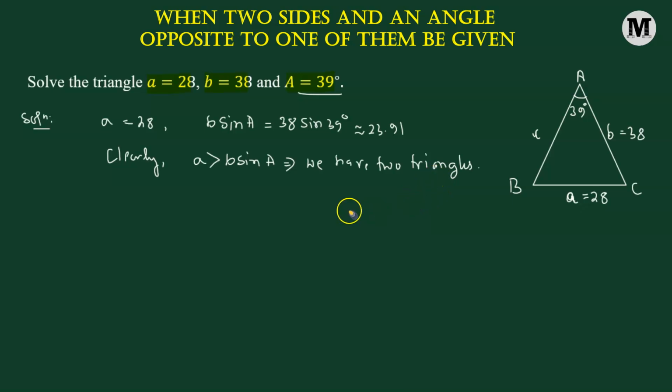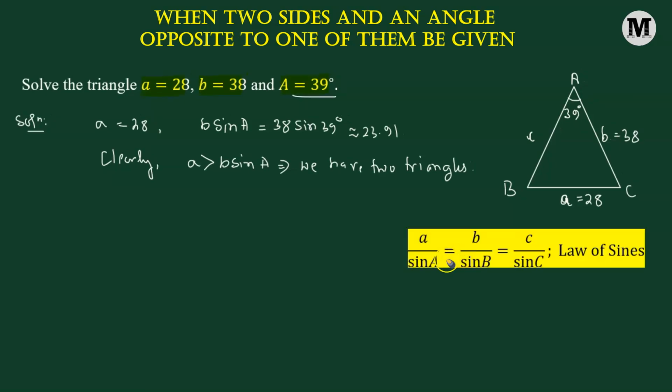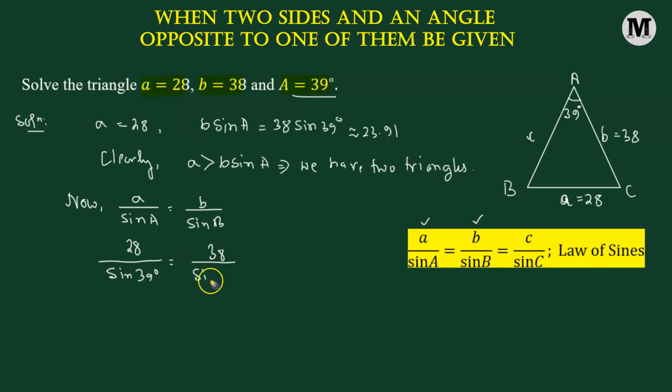Here we'll begin by considering the law of sines. The law of sines states that the ratio of the side a to sine of angle A is equal to the ratio of the side b to sine of angle B, which equals the ratio of the side c to sine of angle C. Now in our case, we are provided with the values of side a and side b, so we're going to consider the first two ratios. So now we have a over sine A equals b over sine B. A corresponds to 28, and sine of angle A, that's 39 degrees. This is equal to b, which is 38, over sine of angle B.